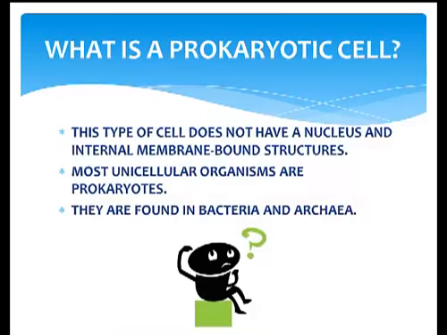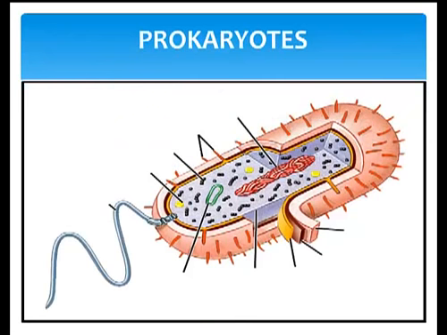Well, let's first ask ourselves, what is a prokaryotic cell? This type of cell does not have a nucleus and internal membrane-bound structures. Most unicellular organisms are prokaryotes. They are found in bacteria and archaea. Let's talk about the structure and the functions of each structure for the prokaryotic cells.